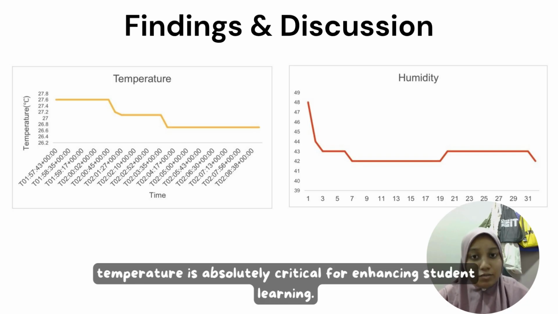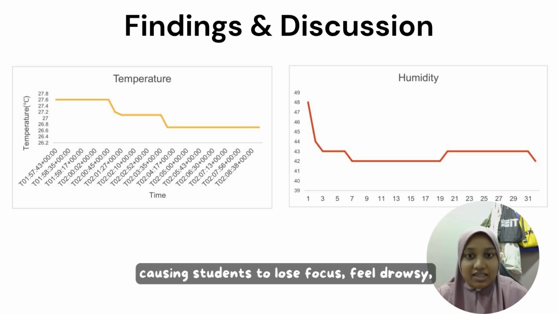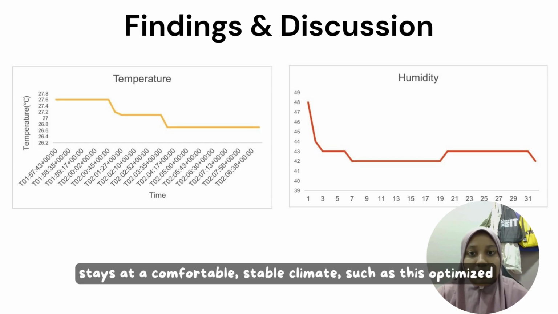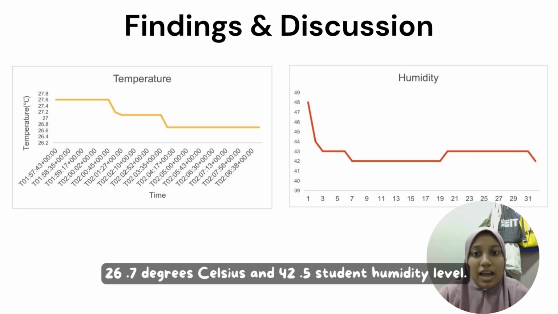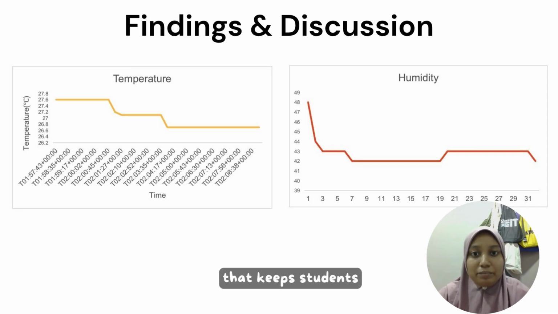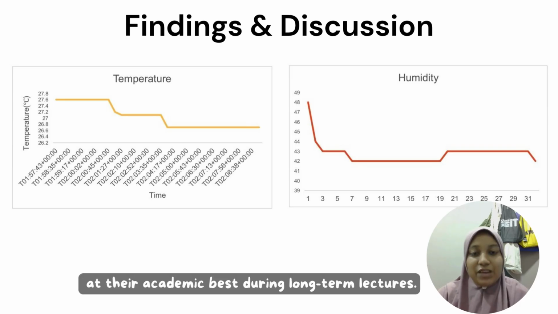Maintaining an optimal classroom temperature is absolutely critical for enhancing student learning. When a classroom is too hot, cognitive fatigue sets in, causing students to lose focus, feel drowsy, and struggle with information retention. By utilizing our IoT system to monitor and ensure room A603 stays at a comfortable, stable climate, such as this optimized 26.7 degrees Celsius and 42% humidity level, we can scientifically guarantee an environment that keeps students sharp, engaged, and performing at their academic best during long-term lectures.